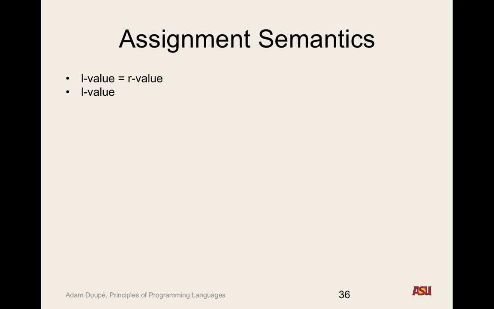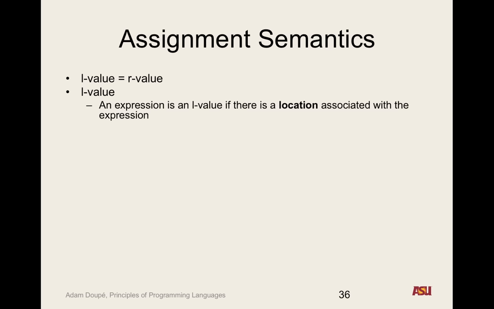So what are these precisely? We're not just going to think about it in terms of names as we saw before or constants like 5. We're going to think about it in terms of expressions. The basic idea behind an L value is also from the name: left-hand side, also location. An expression is an L value if there's a location associated with that expression. So when we see the name x, is it an L value?